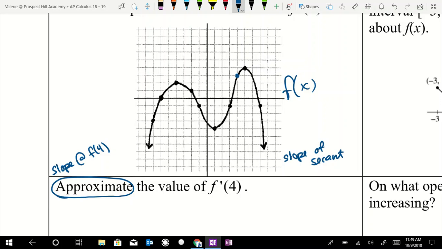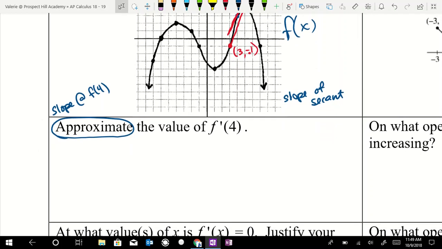Since we know 2 points on this graph, we can use the slope of the secant line to help us estimate the slope of this tangent line. Because remember, the slope of the secant is parallel to the slope of this tangent at a given point. So we're going to use these 2 points here. This is 5, 4, and this is 3, -1.